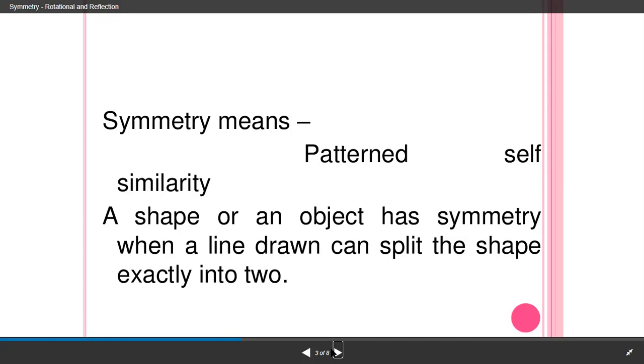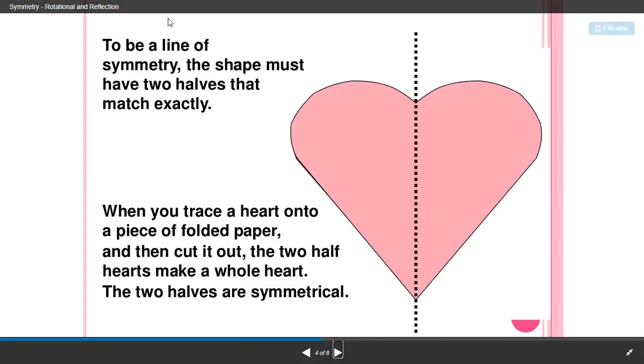This means when we draw a line in the center of a shape and it is split into two parts, each part should be exactly the same as the other. To be a line of symmetry, the shape must have two halves that match exactly. Look, as we have discussed, this is a heart shape. When we cut it in the middle, the sides of the shape are equal.